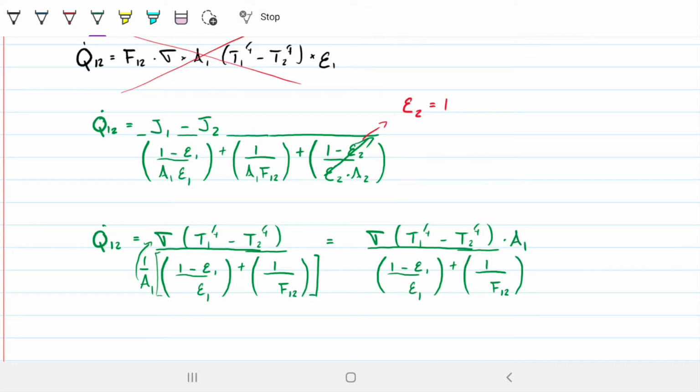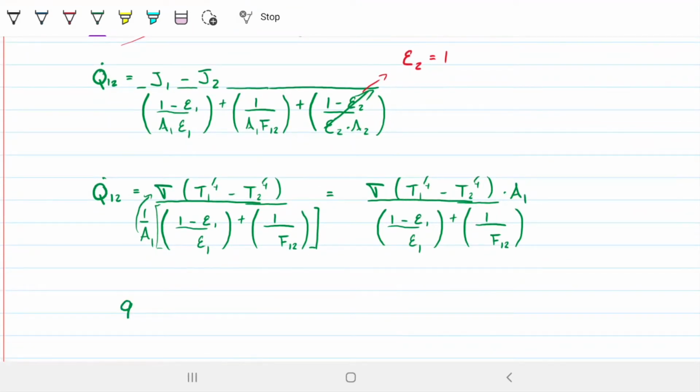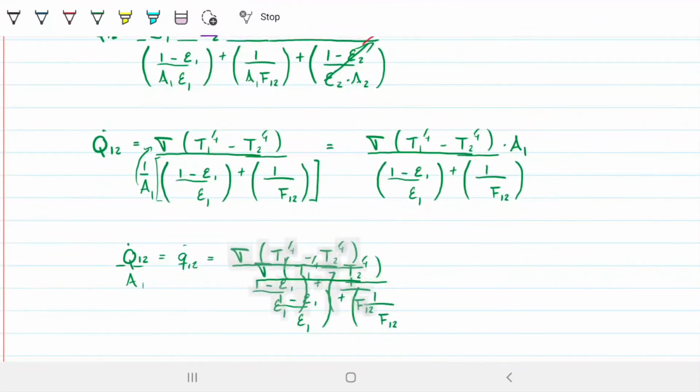Which, again, makes my life easy because if I'm looking for the heat flux, all I need to do is ignore that area there, right? Because the area is going to be divided, or let's do the whole thing nicely so that nobody gets lost. If I divide everything by area, both sides by area 1, I'm going to get the same thing as heat flux from 1 to 2, which will simply be this guy here.